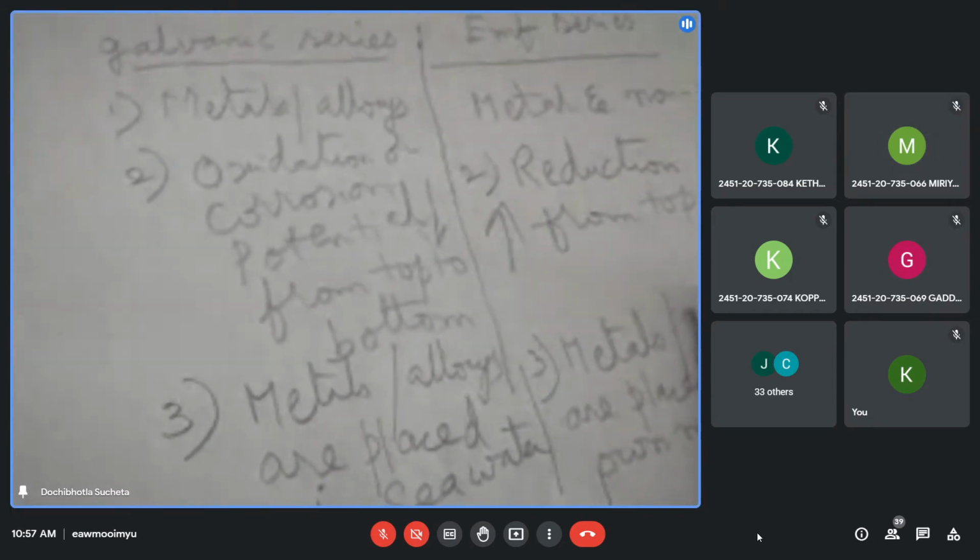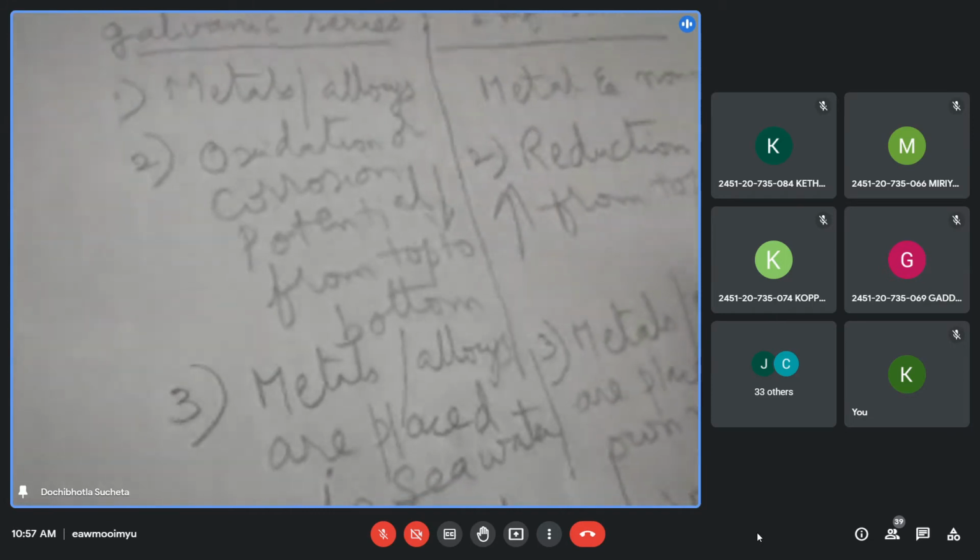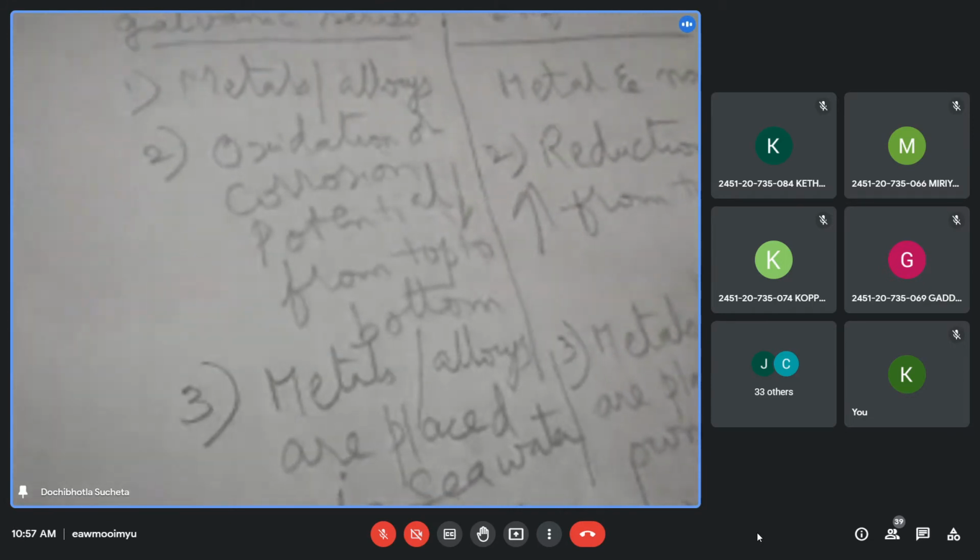Now, if that is the combination, will the rate of corrosion be more or less? That is my question.